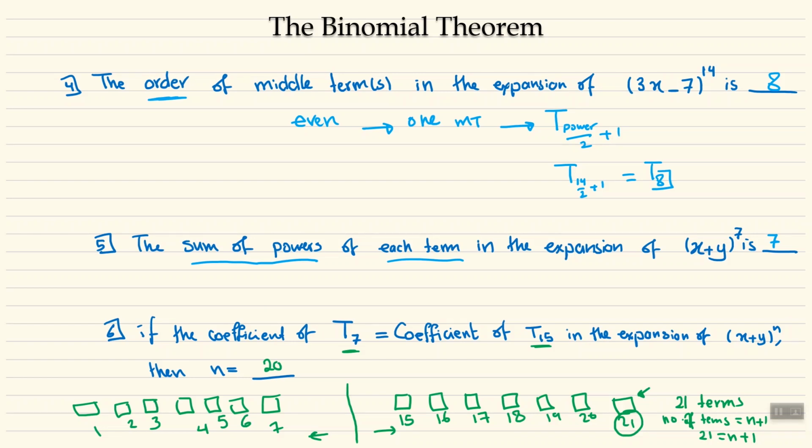Okay, so what did we use to solve this question? We used the fact that the coefficients of the terms are symmetrical. Symmetrical means that they're the same from the left and from the right. So 7 is equal to 15, which means that 6 is equal to 16, 5 to 17. I kept counting until I reached the first term from the left, which was the same as the last term from the right. So if the last term is 21, it means we have 21 terms. And if we have 21 terms, the number of terms is always more than the power by 1. So if we have 21 terms, it means the power is simply 20.